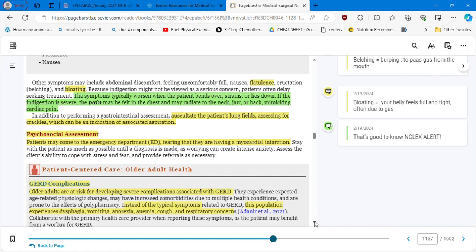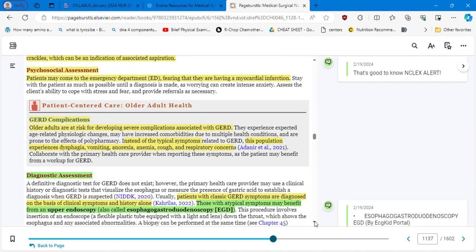So yes, because the presentation is going to be heartburn in the chest that may radiate to the neck or back, mimicking cardiac pain. So in an NCLEX question, you're going to get that, and probably they are going to give you a couple of symptoms that are related to GERD. So you need to know exactly, and probably in the options is going to be a heart attack, right? Okay, GERD complication.